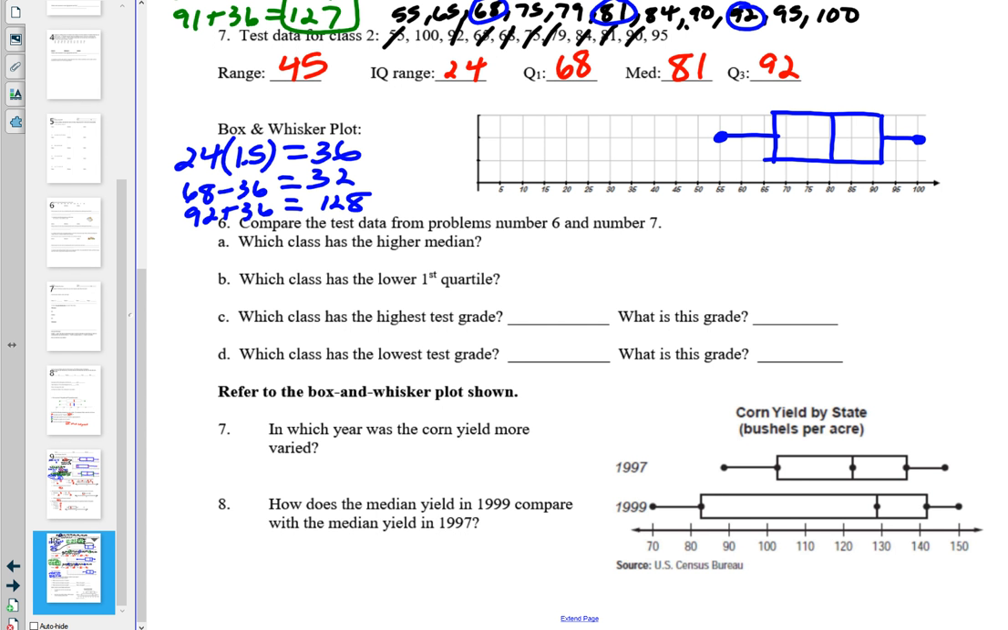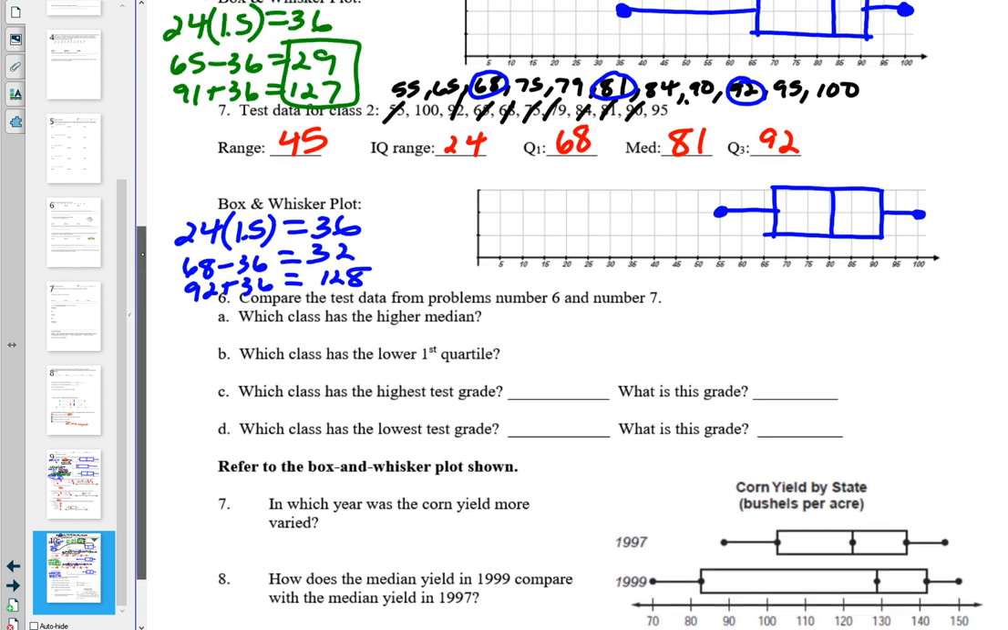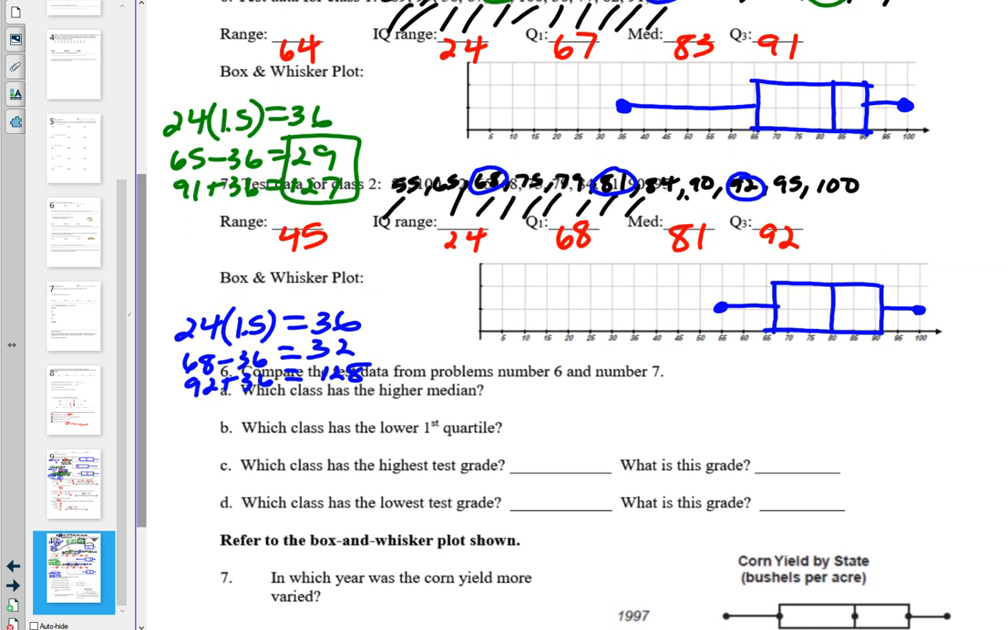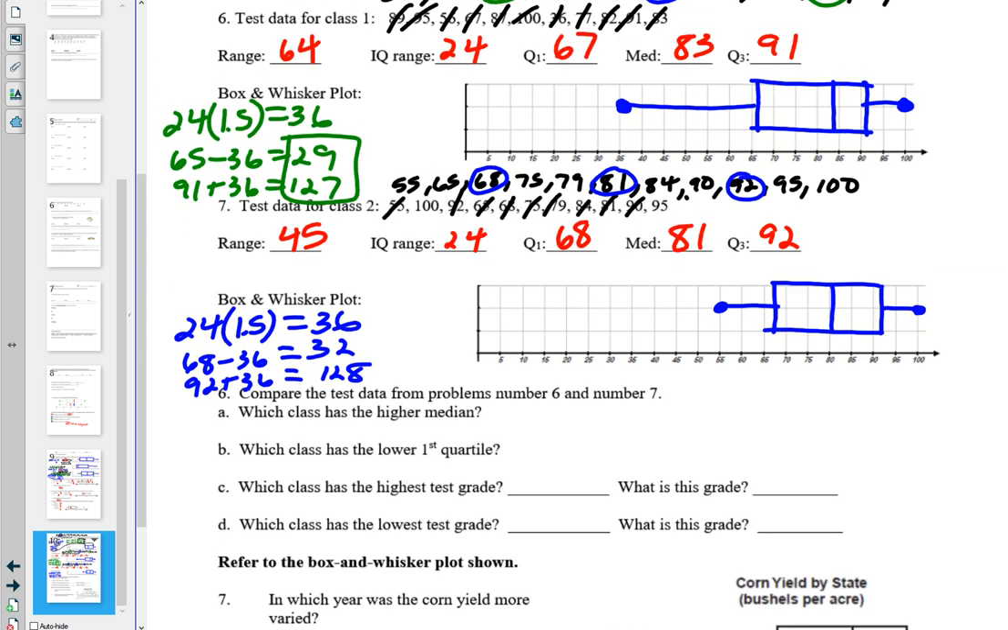So now let's compare these last two problems. Which class has the higher median? Let's go with Kiara. Kiara, which class has the higher median? Class 1 is the number 6. Class 2 is number 7. Which has the higher median? Class 1, yeah.